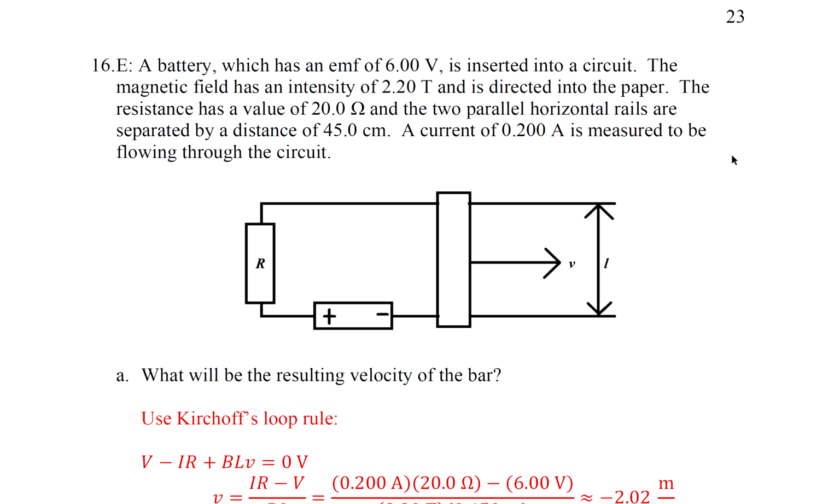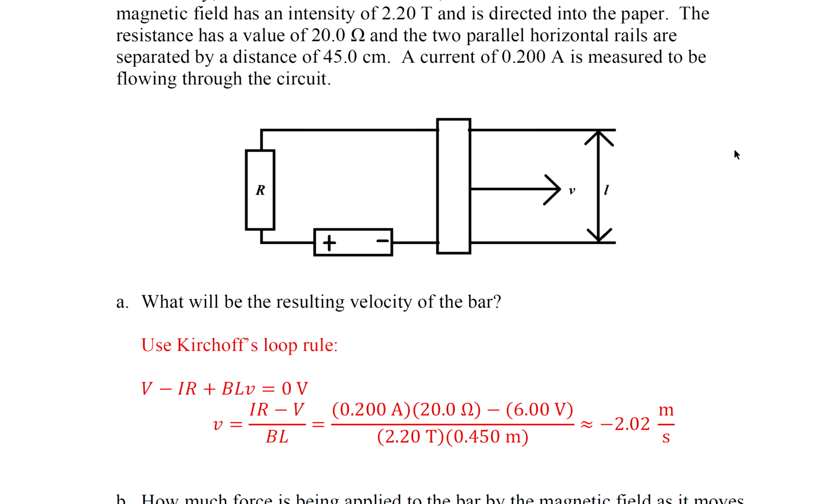Question 16. A battery which has an EMF of 6 volts is inserted into a circuit. The magnetic field has an intensity of 2.20 Tesla and is directed into the paper. The resistance has a value of 20 ohms and the two parallel horizontal rails are separated by a distance of 45 centimeters. A current of 0.200 amps is measured to be flowing through the circuit. Part A, what will be the resulting velocity of the bar?